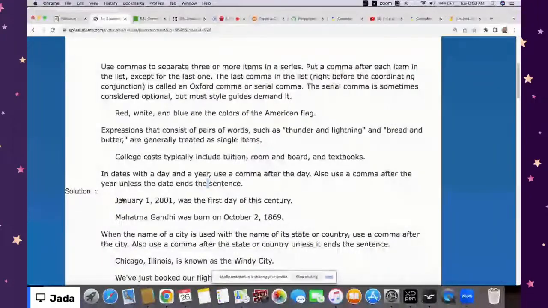January 1. Yes, so January 1st, you put a comma after the day, then 2001. Yes, this one was the first day of February. So you're putting a comma after what? After the year, because it's a sentence that is going on. So Muhammad Gandhi was born on October 2. Put the comma after the day. So the dates 20th, 25th, 30th, anyone, you put a comma before the year.